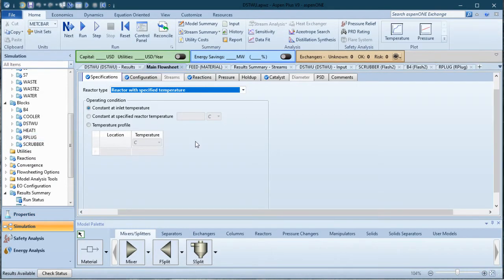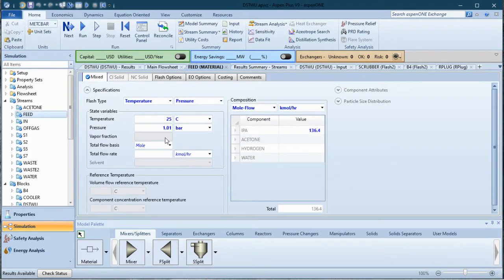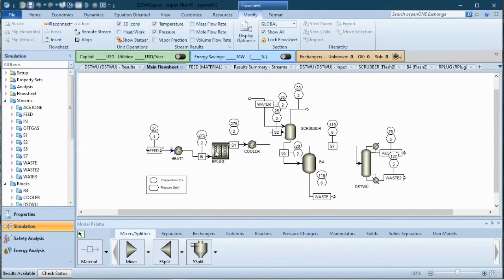Firstly, we go to the main flowsheet. This is our PFD for this simulation. Firstly, we go to the feed material. We key in the temperature and pressure, and we put the composition, 136.4 kilomole per hour. And then we go to the reactor.